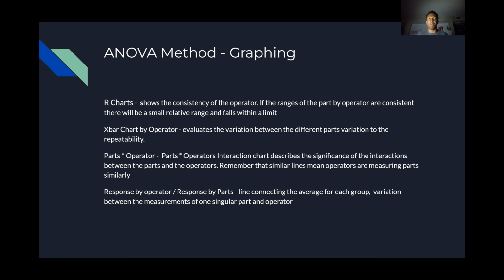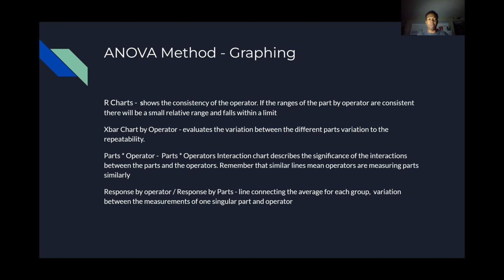The analysis of variance method, graphing. The R chart shows consistency between the operators. So if the values fall between a certain range, that shows on lines how close it is to the actual average that the operator had. The X bar chart shows an evaluation, really showing the variation between the parts by collecting it for repeatability. The parts times operator chart shows the interaction between a part and an operator. And we see the lines between operators to show if they measure up in a similar fashion.